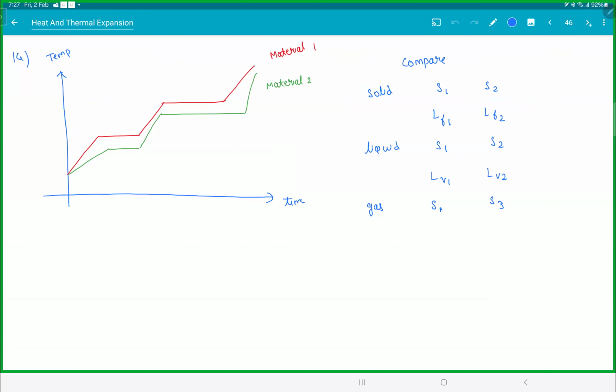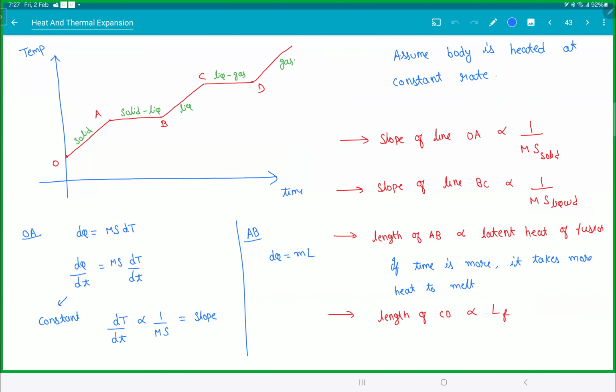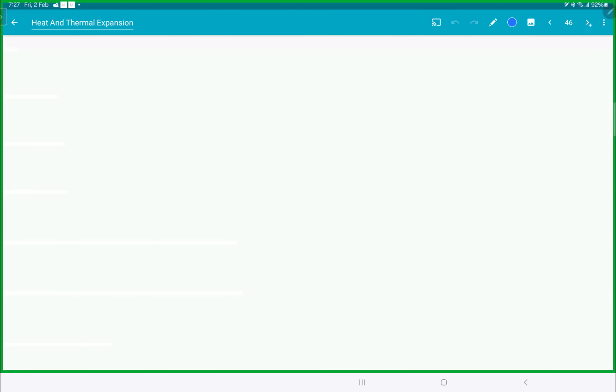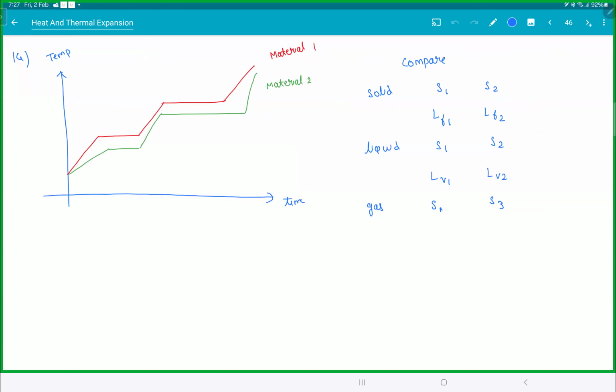Try. Remember this thing, we just wrote it here. The slope is inversely proportional to specific heat and the length is proportional to latent heat. That's the main idea there. Clear?